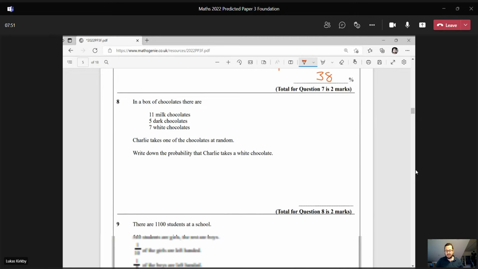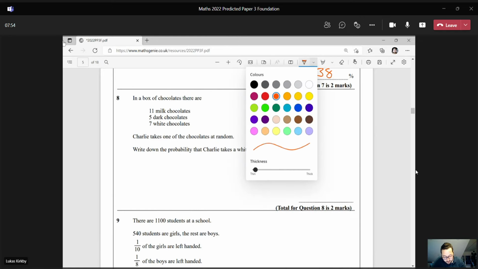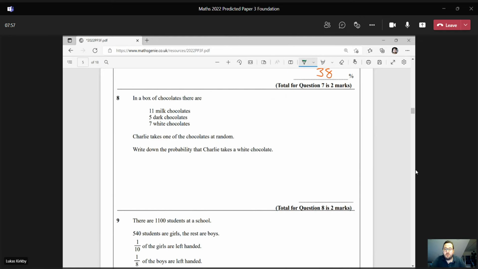Okay, number 8. In a box of chocolates, there are 11 milk chocolates, 5 dark chocolates and 7 white chocolates. Lovely. Charlie takes one of the chocolates at random. Write down the probability that Charlie takes a white chocolate. Well, all we need to do here is find out how many chocolates there are altogether, and then write the white chocolate as a fraction of the total chocolates. So 11 plus 5 plus 7, even if it's easy, stick it in the calculator and you should end up with 23. So the probability of a white chocolate, there are 7 white chocolates, there are 23 altogether, so it's 7 out of 23.